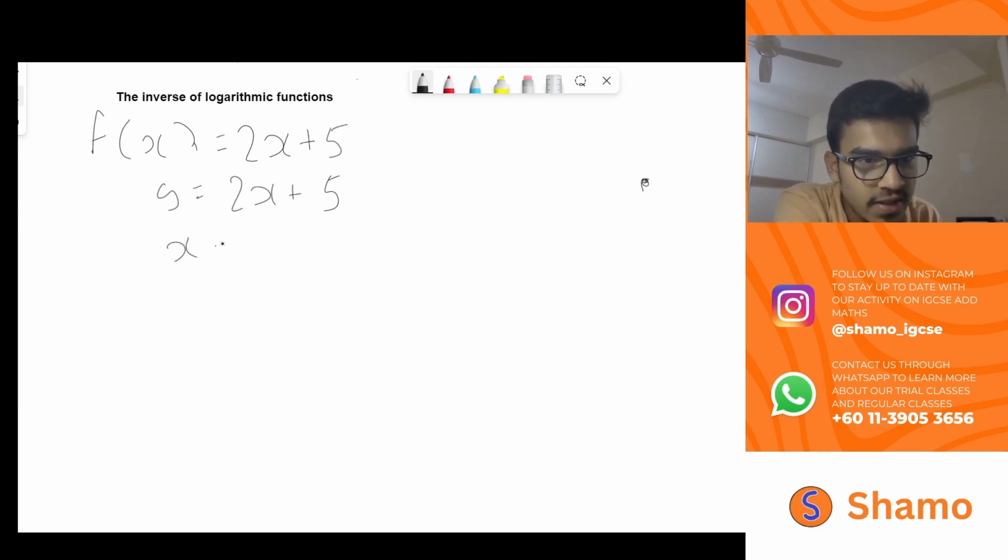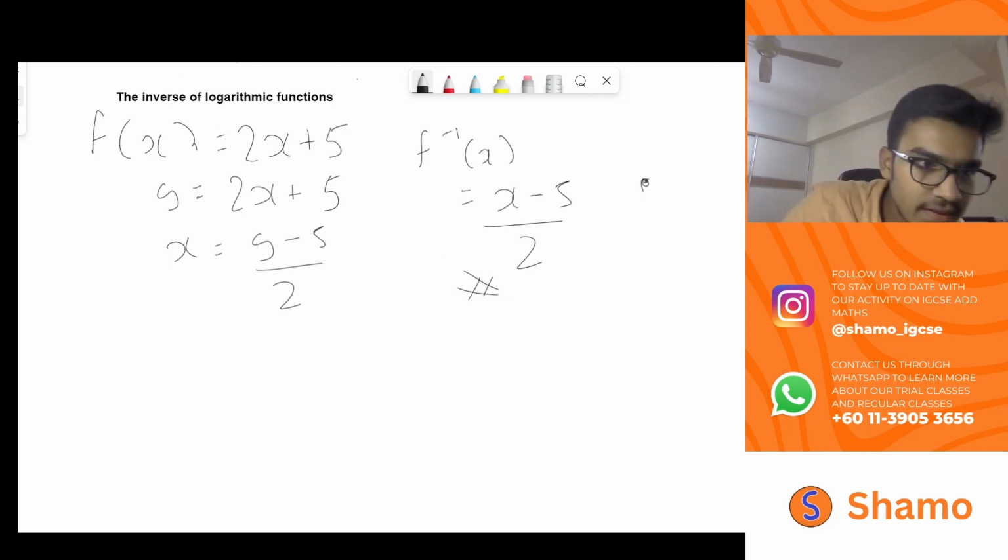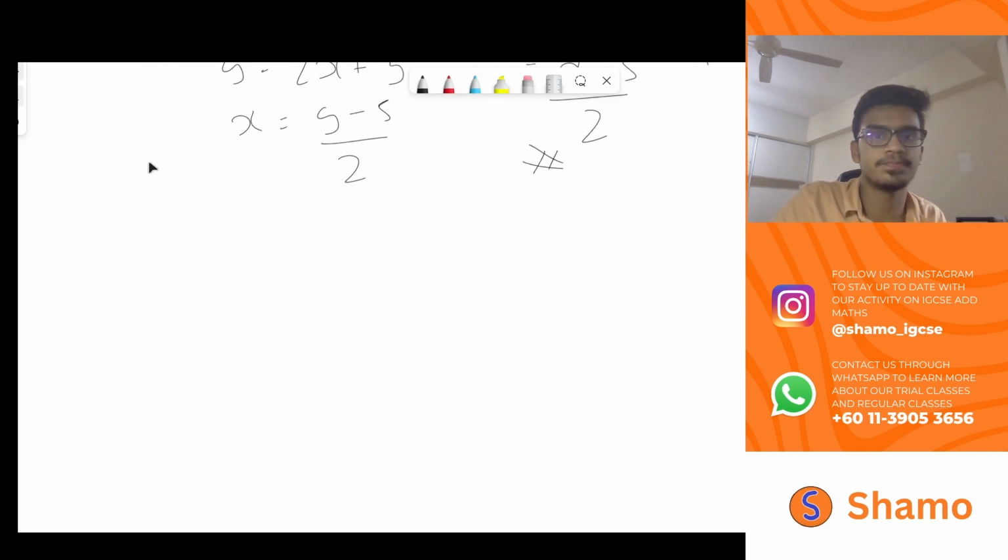So I'll do this very quickly. x is equal to (y minus 5) divided by 2. But we know that f inverse of x will be in terms of x, right? f inverse x won't be in terms of y. So f inverse x will just be equal to (x minus 5) over 2. Okay, that's really simple. So we can extend this idea to logarithmic and exponential functions also.